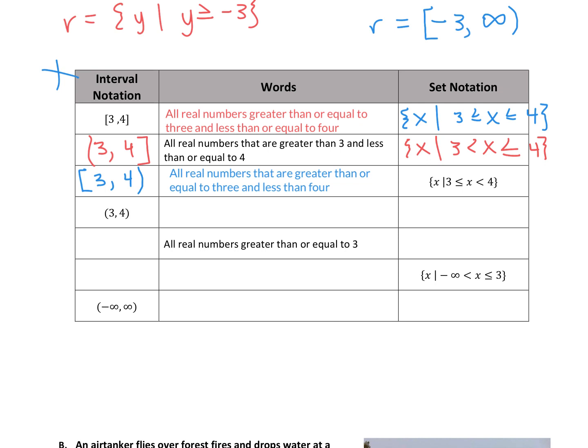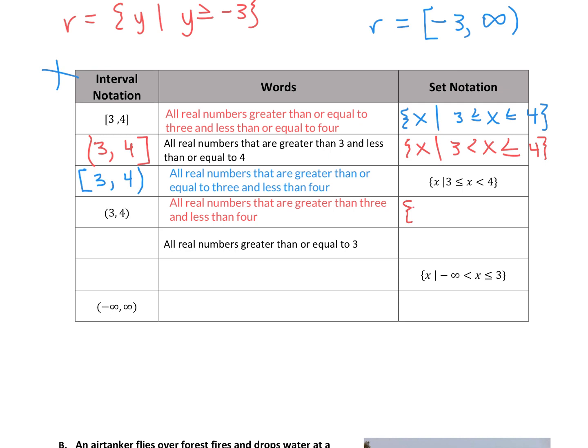Okay, so our next one, our interval notation, 3 is the minimum, 4 is the maximum, but we do not equal either one. So in words, that means all real numbers that are greater than 3, because it's not including the 3, and less than 4, because it does not include the 4. All right, so in our set notation, start with a bracket.